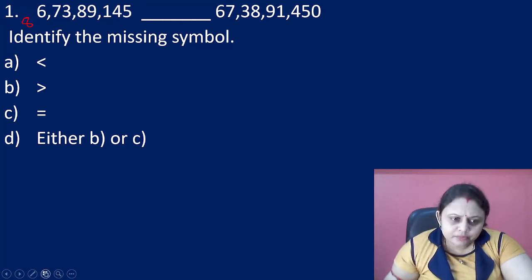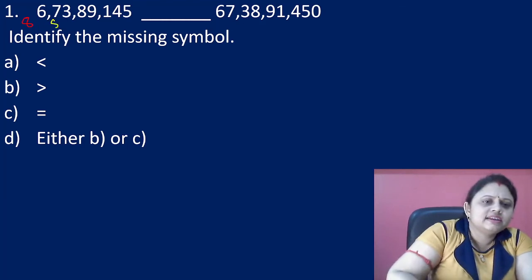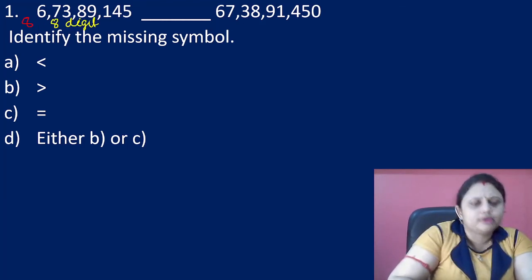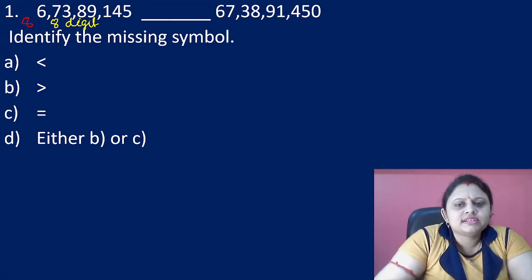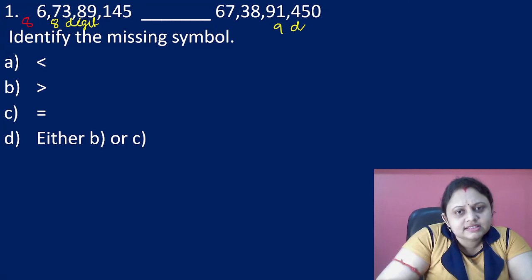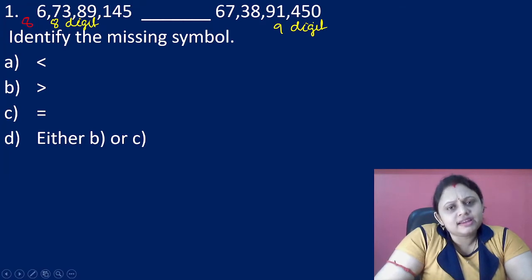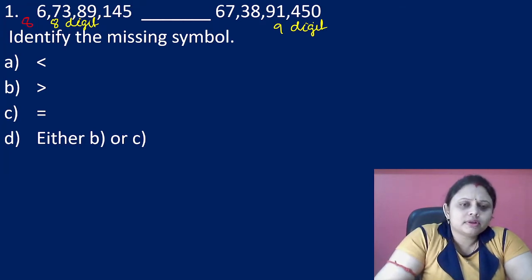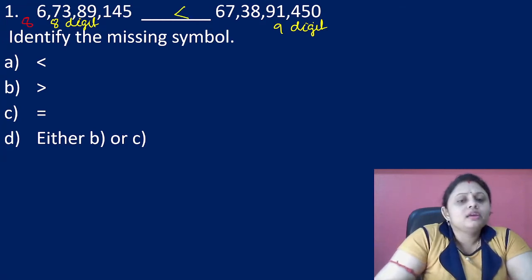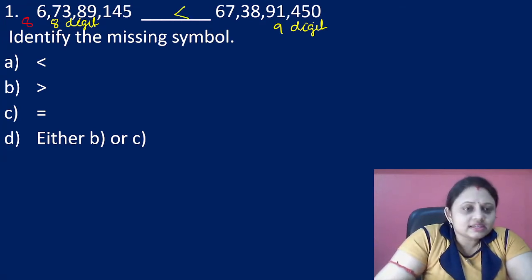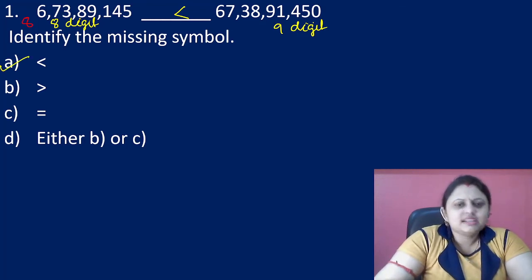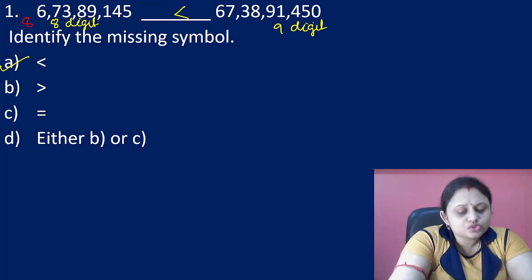Let me change the color of the pen. So this is an 8 digit number, and here 2 2 4 2 6 3 9 is a 9 digit number. If we compare an 8 digit number with a 9 digit number, what will be the symbol? Of course a 9 digit number will be greater than an 8 digit number. So the correct answer is less than, because the 8 digit number is written first. Easy question. Let's move to the next question.